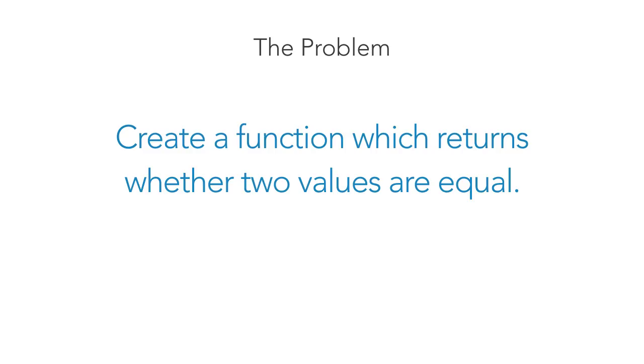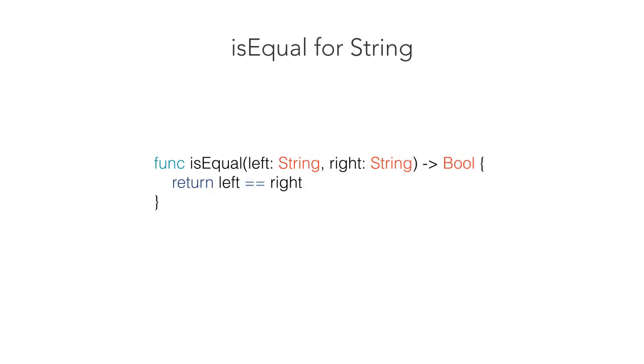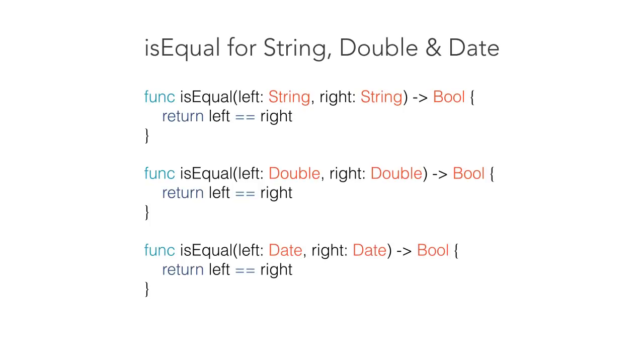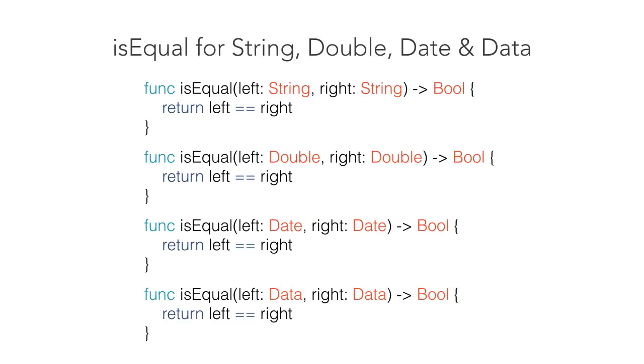We need to implement a method which tells whether two values are equal. First, we define the isEqual function for strings. Pretty straightforward. Then, we need the same feature for double types. Not a big deal. What about dates? Luckily, that won't take too long to implement either. Then, we also need to tell whether two data instances are equal. Done. By now, you probably see where this goes.